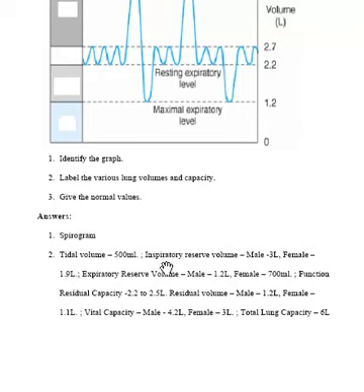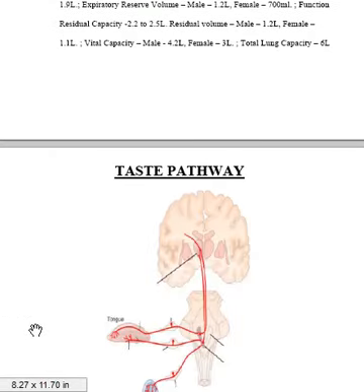Tidal volume is 500 ml. Inspiratory reserve volume is 3 liters for male and 1.9 liters for female. Expiratory reserve volume is 1.2 liters for male and 700 ml for female. Functional residual capacity is 2.2 to 2.5 liters for both. Residual volume is 1.2 liters for male and 1.1 liters for female. Vital capacity is 4.2 liters for male and 3 liters for female. Total lung capacity is totally 6 liters. Okay, next, moving to the next slide.